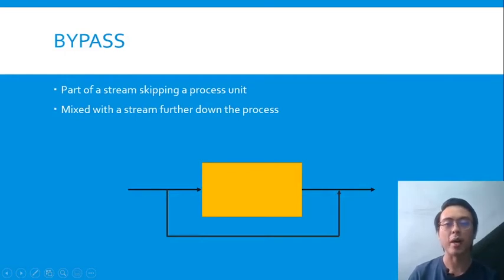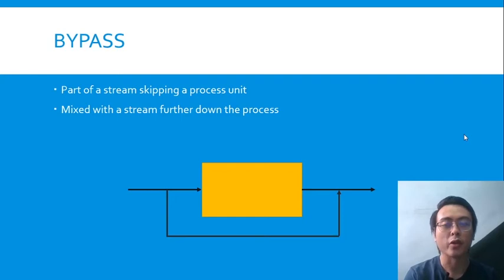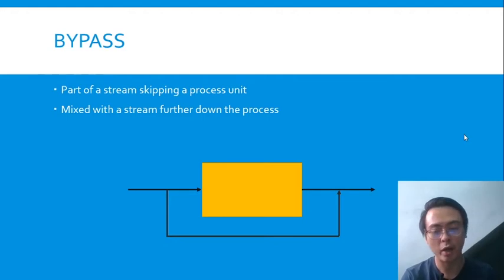Okay, next we have the bypass. We are now on the second type of unit for this lesson. The bypass is the opposite of the recycle. For the recycle, you are taking a part of the product and recycling that back to the feed. For the bypass, you are taking a little bit of the feed and then you are skipping the units and then transferring that to the product itself. Okay, so let's illustrate that.